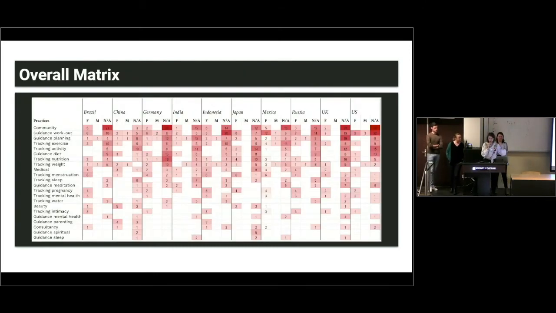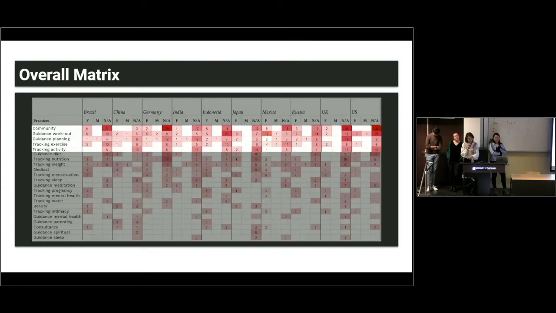Right, so this is the overall matrix that we took out from all the data that we coded. In this part, you can see the first top five categories are mainly related to either community app practices or workout or activity app practices, instead of looking at mental health or meditation, which is further down on the matrix, which means it's less prominent.